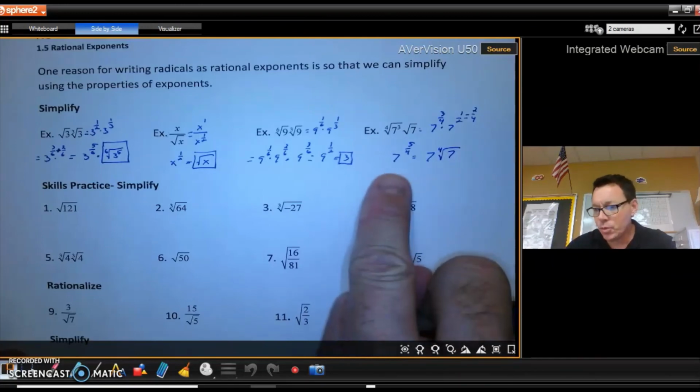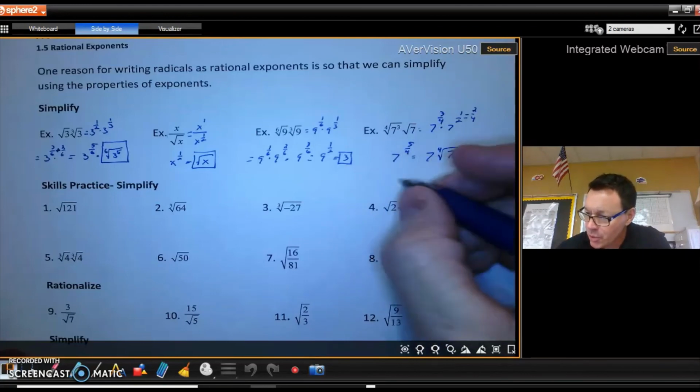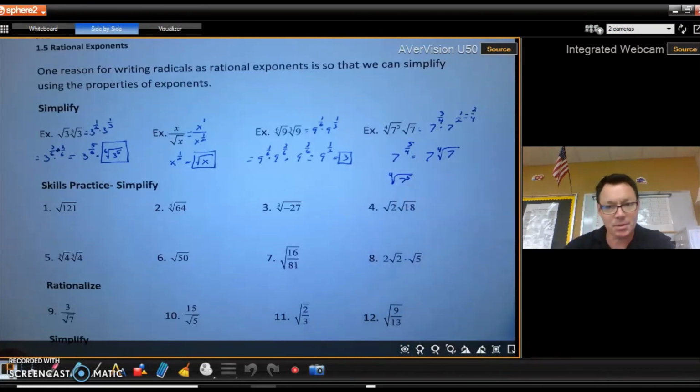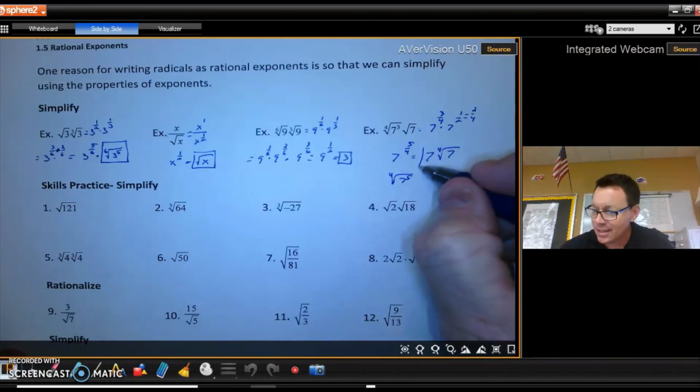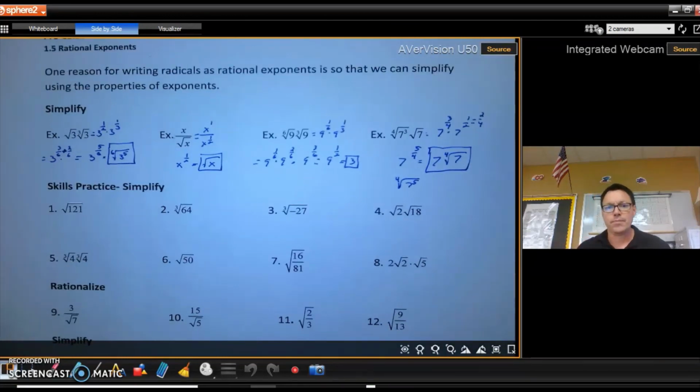Again, if you wrote this, I'm not going to be upset with you right now. If you turned this into a radical and said, oh, it's the 4th root of 7 to the 5th power, I'm not going to be mad at you right now, but technically this is the simplified version of that. You would write it that way. Okay? So take a look at the examples on the bottom and let me know if you've got any questions.